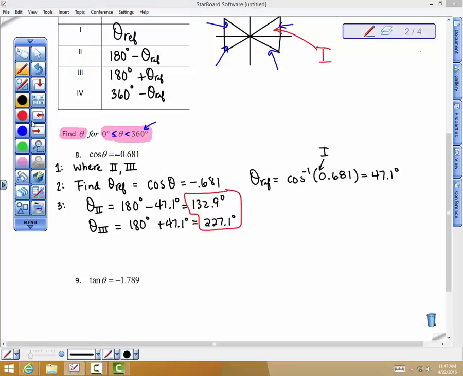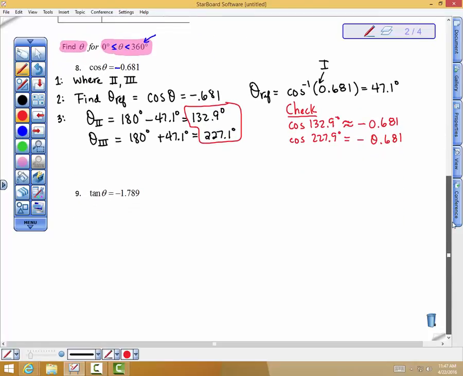And I would check these answers, let's do that in red, by finding the cosine of 132.9 degrees and the cosine of 227.1 degrees, and seeing that they are approximately equal to a negative 0.681. They're not going to be exact because we've done some rounding along the way. The calculator could not have found both angles. If you had gone right at the start and done the inverse cosine of a negative 0.681, I believe it would have given you the 132 degrees. So again, it is not able to do both.